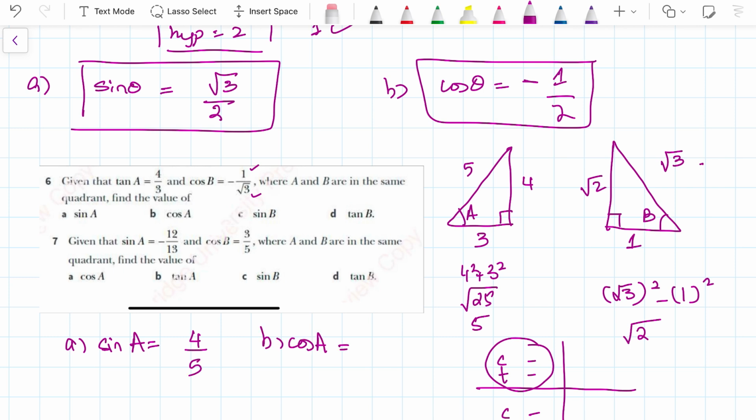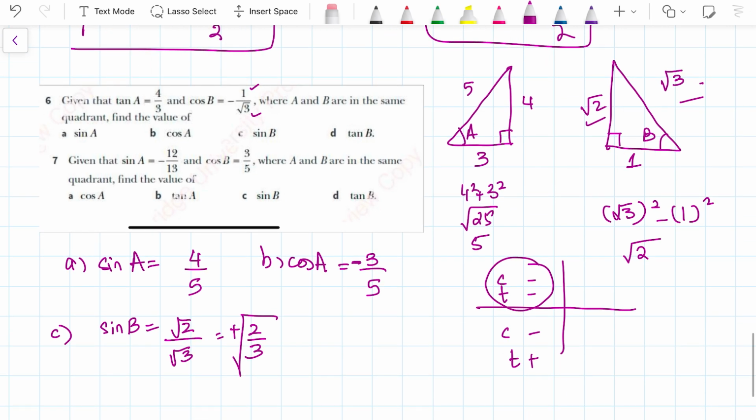Cos A. Cos A is again adjacent upon hypotenuse. And cos is negative in the second quadrant. So we'll write a negative sign with it. Sine B. Sine B is going to be opposite upon hypotenuse. We can also write a single root, and sine is positive in the second quadrant, so we'll make it a positive sign. Now tan B. Tan B is going to be opposite upon adjacent and is negative in the second quadrant.